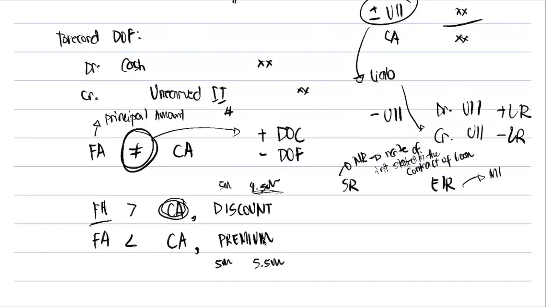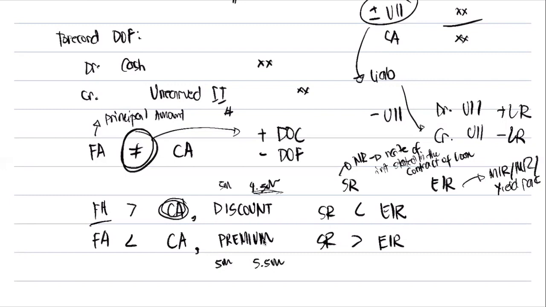Effective interest rate is known as your market interest rate, market rate, or yield rate. This is the rate of interest after considering your direct origination cost and direct origination fee. So what happens to your stated rate and effective interest rate in terms of discount? If there is a discount, your stated rate is lesser than your effective interest rate. And your stated rate is greater than your effective interest rate in case of premium.